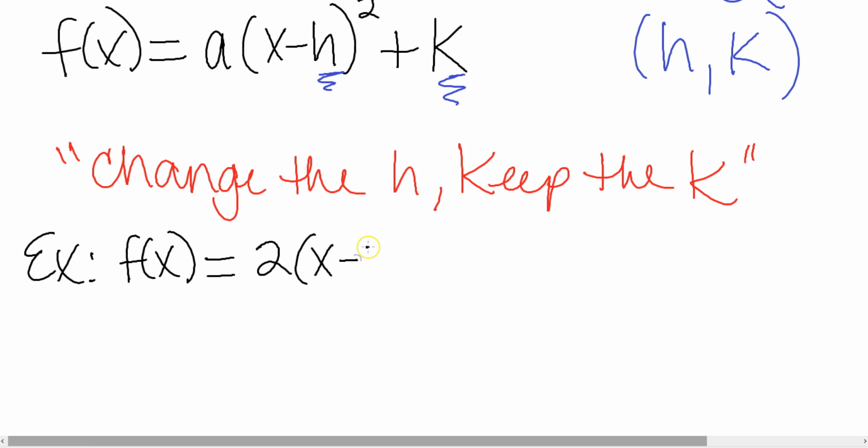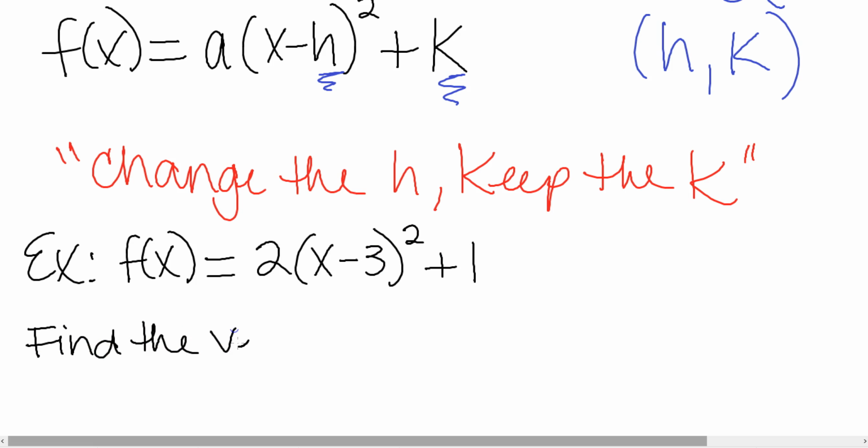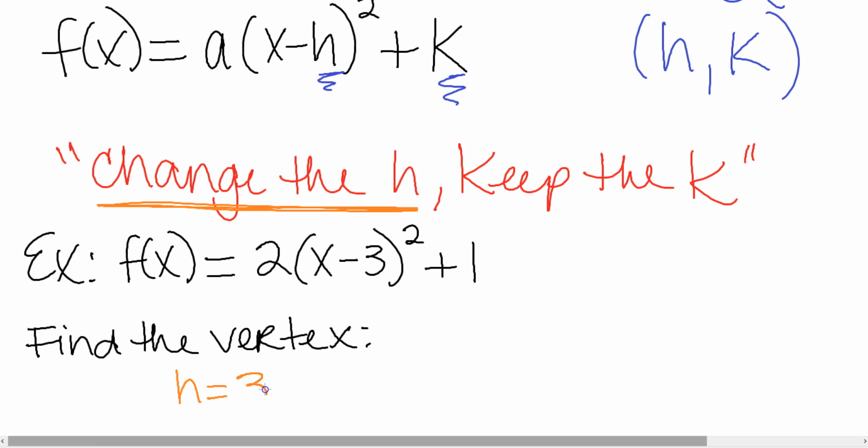So let's say I had this example, f(x) equals 2 times (x minus 3) squared plus 1, and I want to find the vertex. Well, this is in vertex form, so I can just look at my equation and find the vertex. Now, change the h, keep the k. So change the h. What does that mean? Right here you see x minus 3 in parentheses, but I want to change the sign, okay? So h is going to be positive 3, and I'll show you why in a second. That's what change the h means.